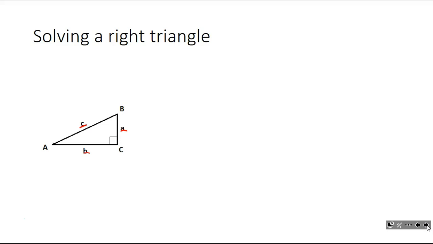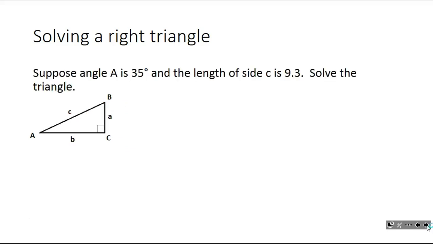But a convention commonly used in math is that you then label the angles that are across from those sides using the uppercase version of the letter. So across from side B would be angle B, across from side C would be angle C, and so on. Our problem here says suppose that angle A is 35 degrees and the length of side C is 9.3. Solve the triangle. What we mean by solving the triangle is coming up with all the unknown sides and angles.